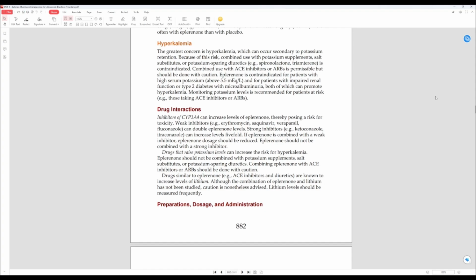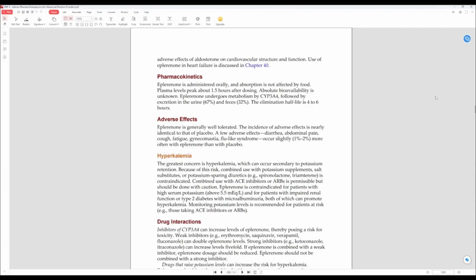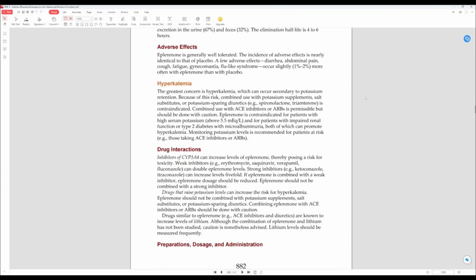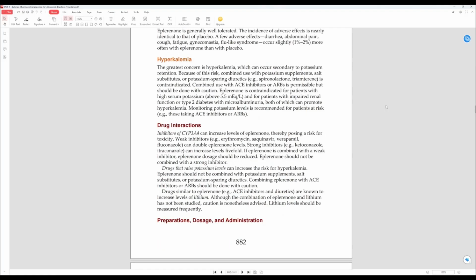Drugs that raise potassium levels can increase the risk for hyperkalemia, so eplerenone should not be combined with potassium supplements, salt substitutes, or potassium-sparing diuretics. Combining eplerenone with ACE inhibitors or ARBs should also be done with severe caution.